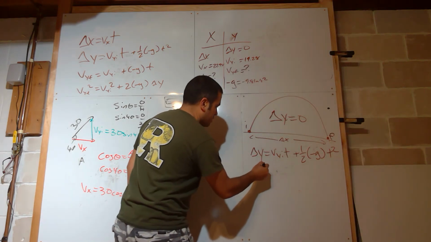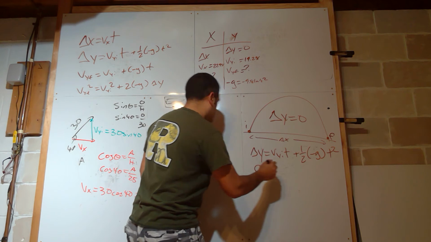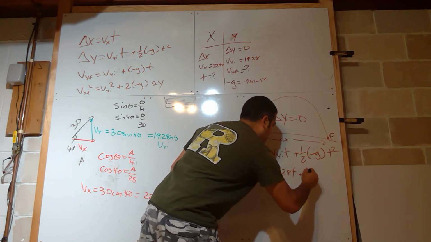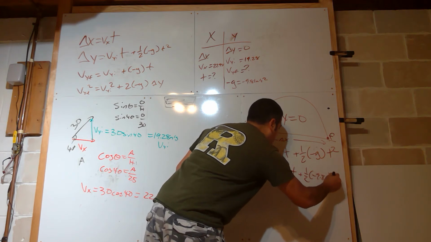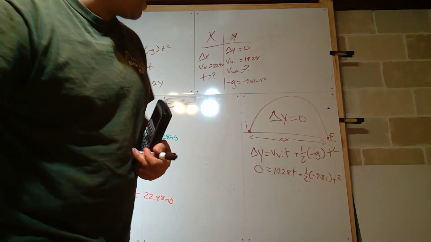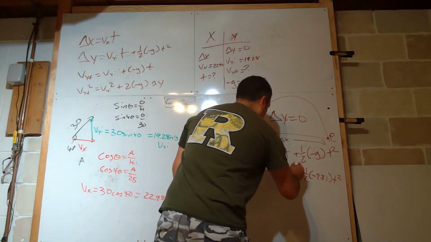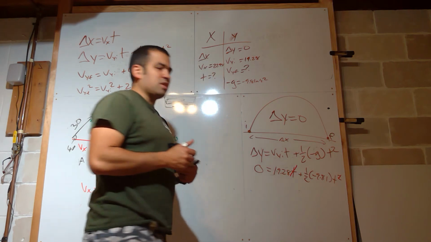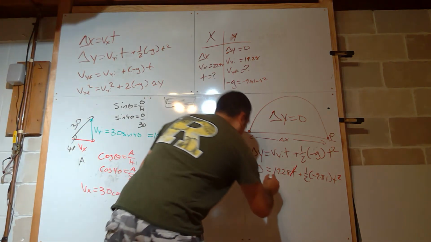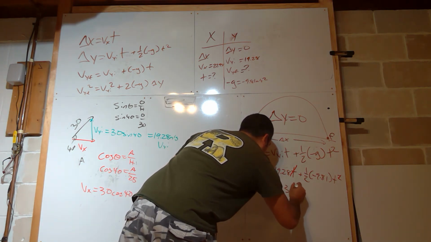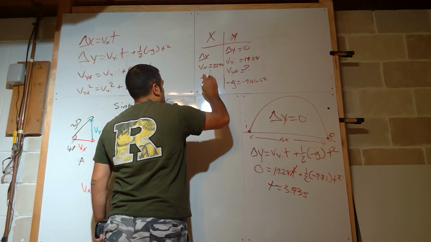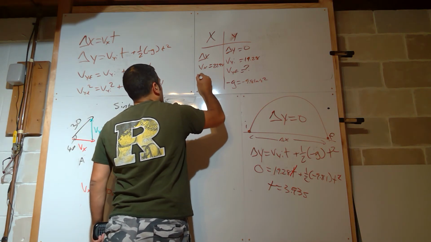And let's put in our values of 0, 19.28. There's a t there, 1/2 negative 9.81, and t squared. We'll be able to solve this. In fact, because one of the sides is 0, we can divide both sides by t, and you'll be able to solve for t pretty easily here. And when I solved for t, I got 3.93 seconds.